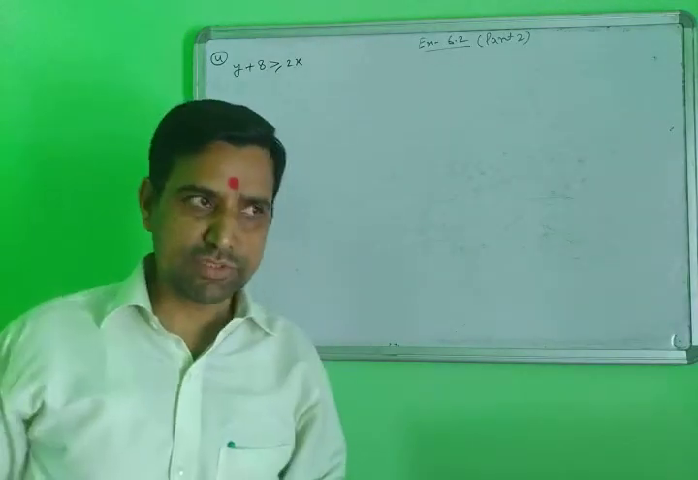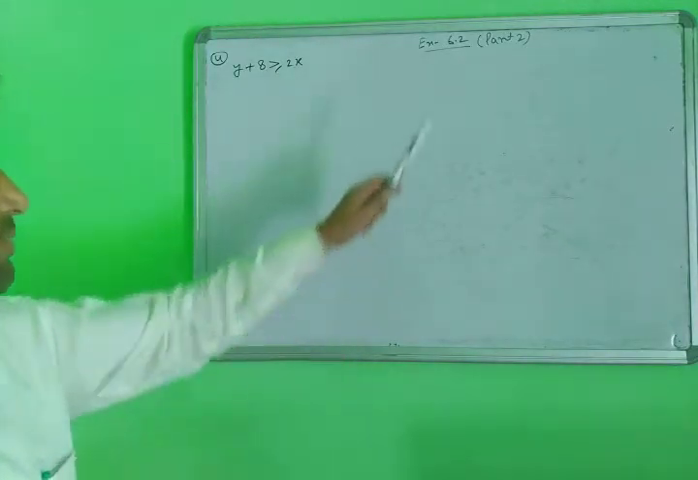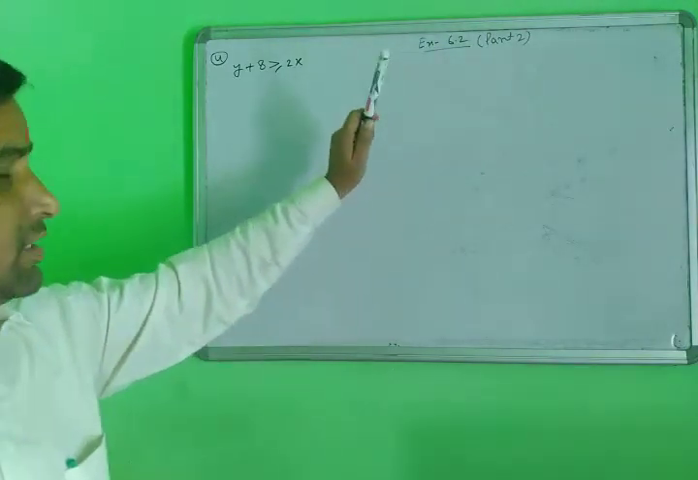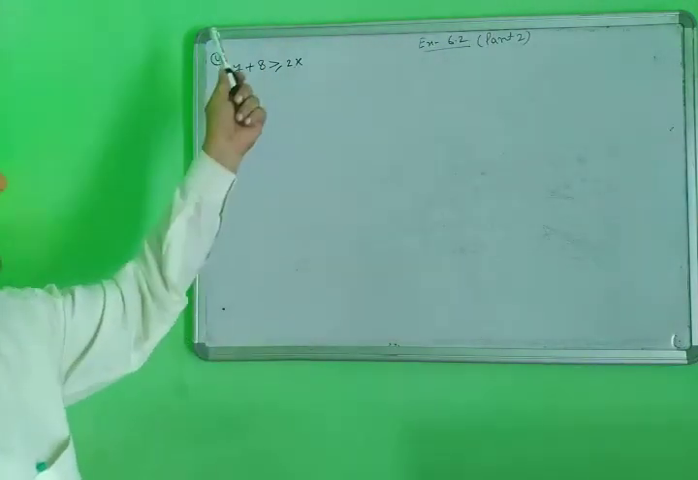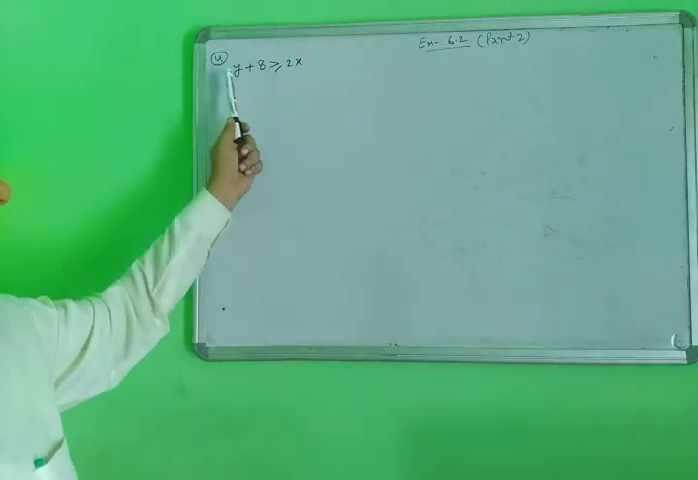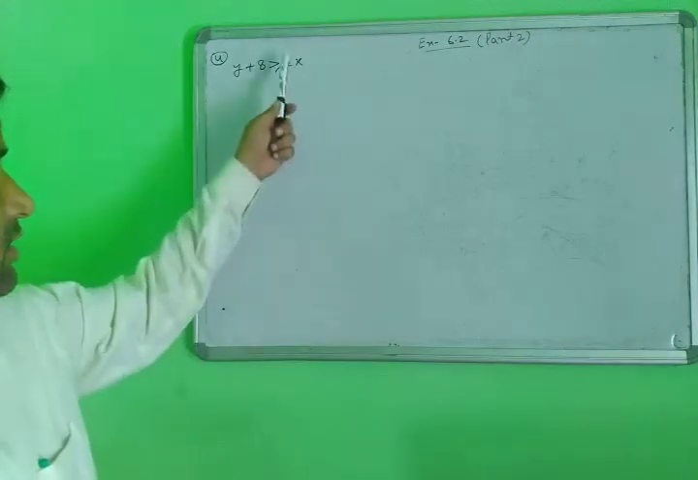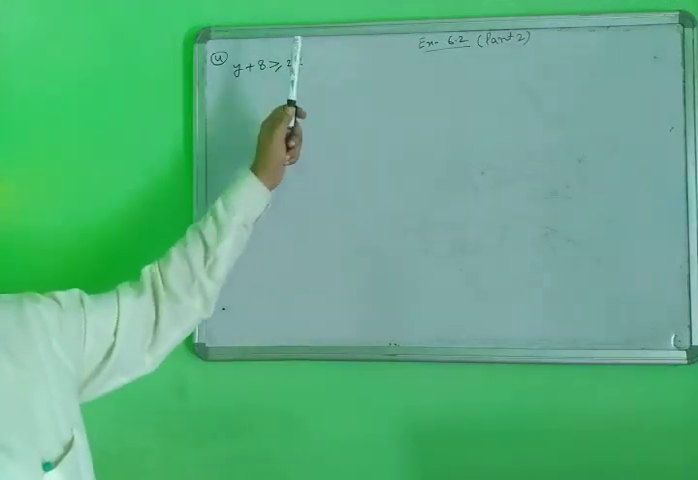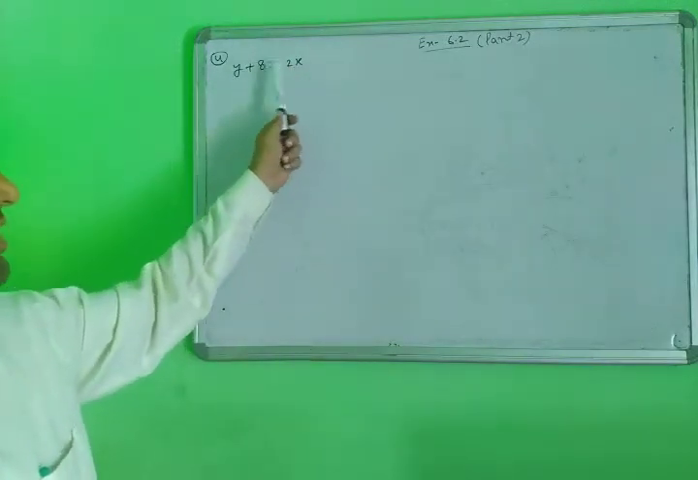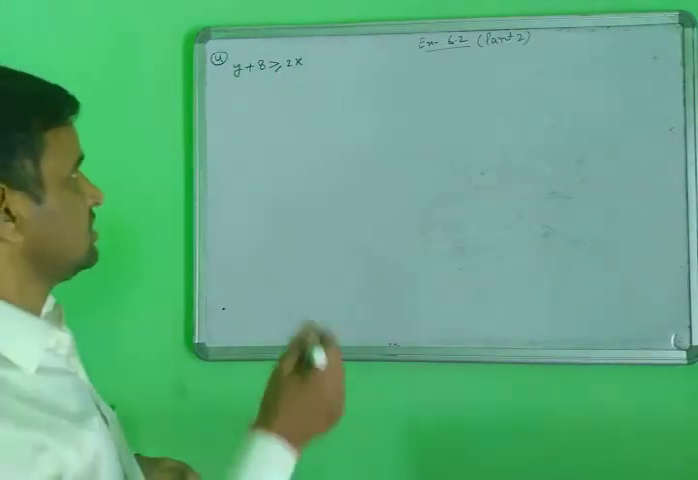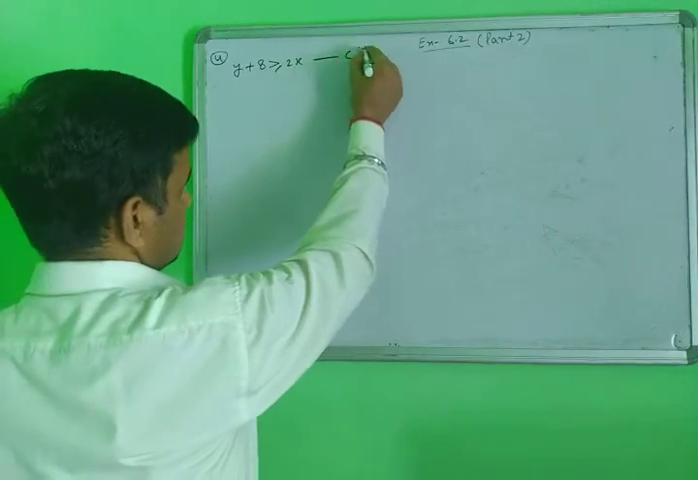Yes, next question. I am taking question number 4 from the same exercise, 6.2, part 2, the second lecture of this exercise. Question number 4: x plus 8 greater than or equal to 2x. Here, don't confuse yourself that x and y are separate. You solve according to this way. This is the given inequation.